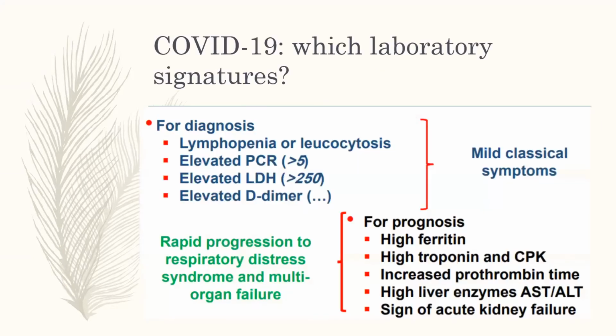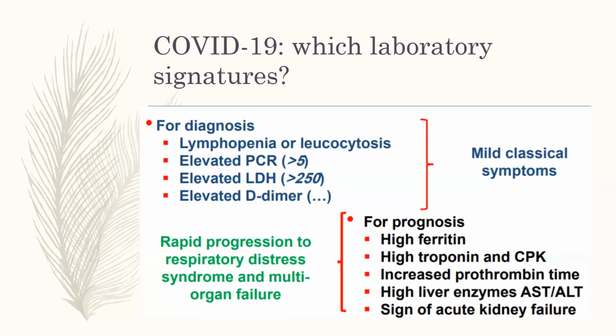What is the laboratory signature of COVID-19? How to make a diagnosis of COVID-19? For the diagnosis, the mild classical symptoms include lymphopenia or leukocytosis with elevated CRP, LDH, and D-dimer.